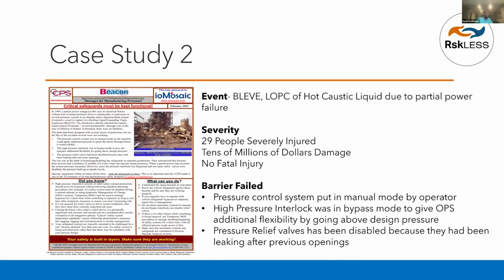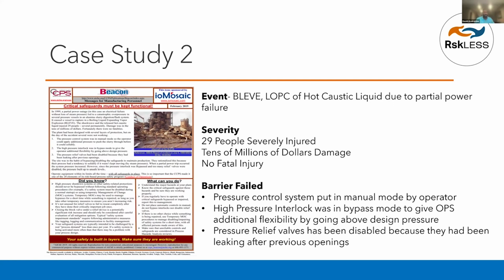The next case study happened in 1999. It was because of a partial power outage. This led to a release of hot caustic liquid, and this permanently injured 29 people, $10 million. Fortunately, there was no fatal injury.